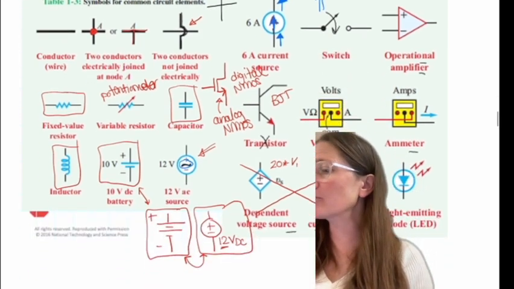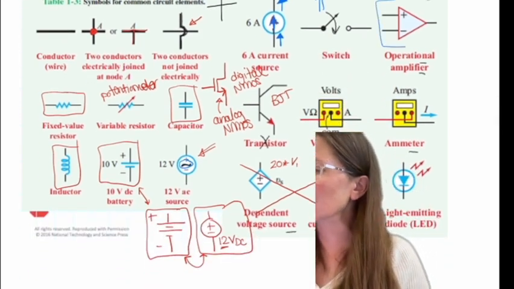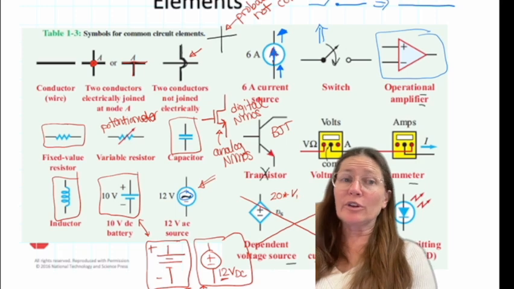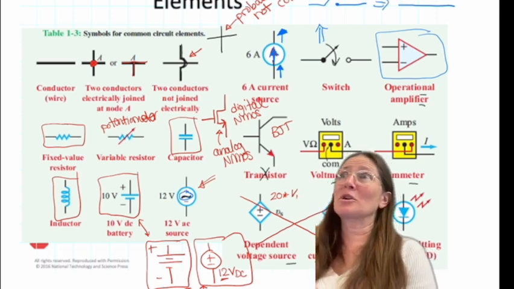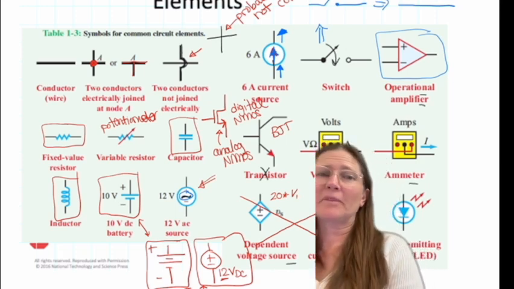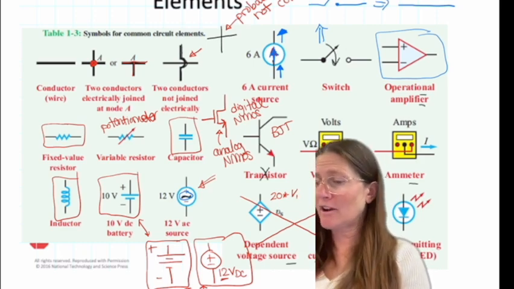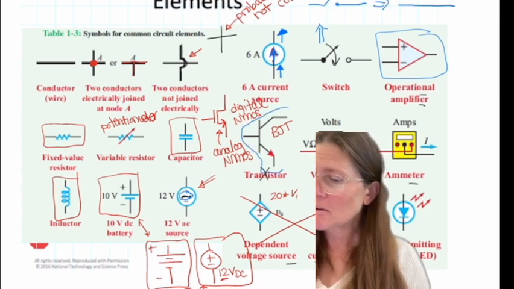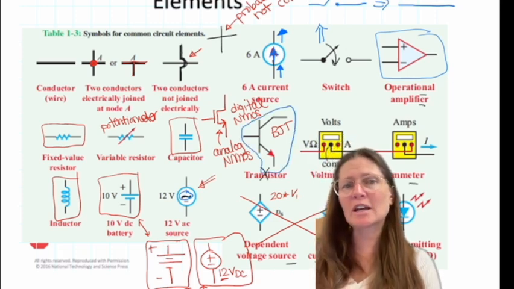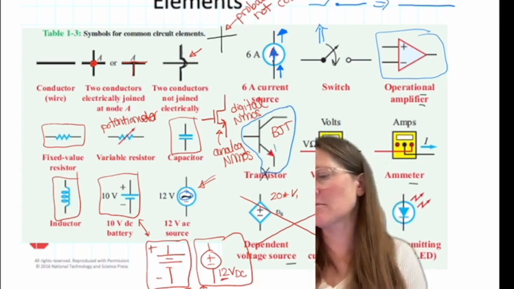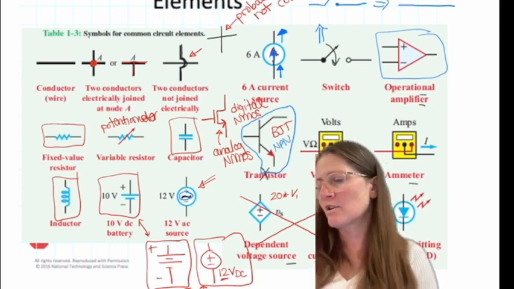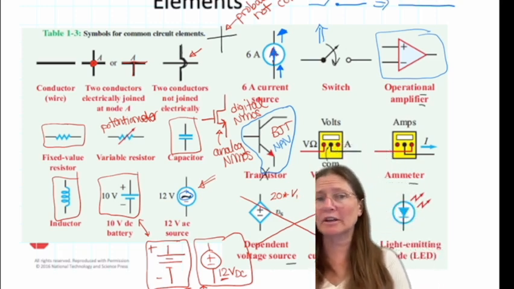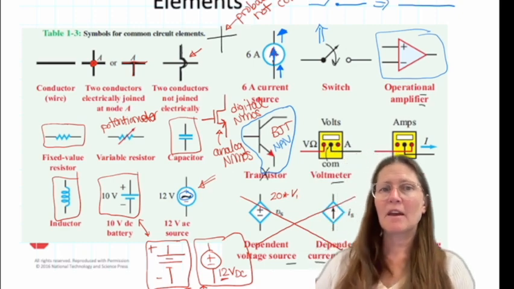Then we're also going to talk about this later. This is called an operational amplifier. So these are all of the elements that we are going to look at this semester. And then actually, I forgot one. The BJT is our transistor we're going to look at. This is called an NPN transistor, and we're only going to look at the NPN transistors in here.